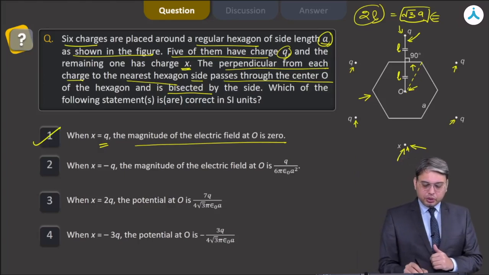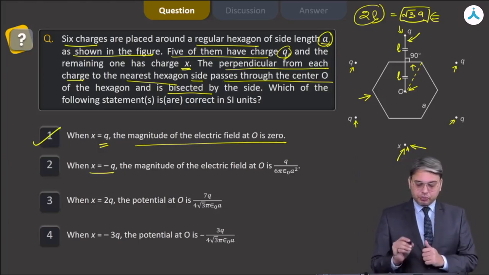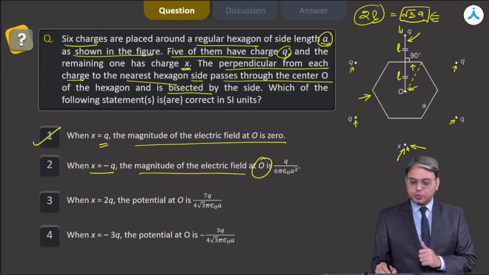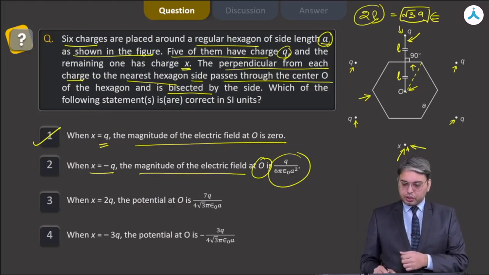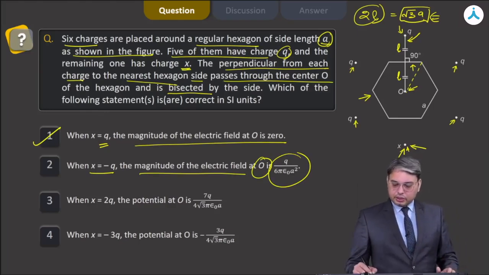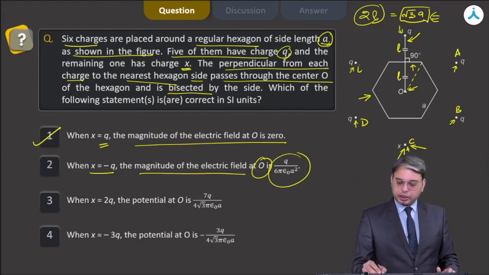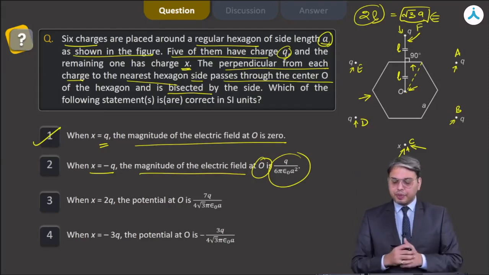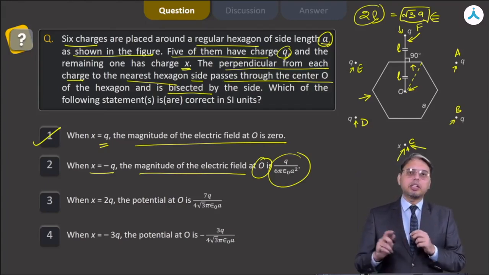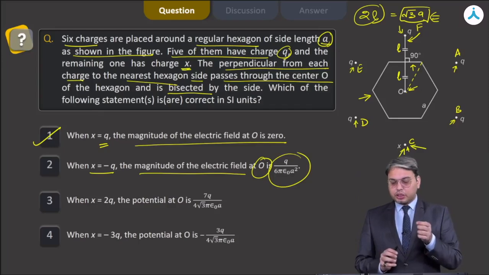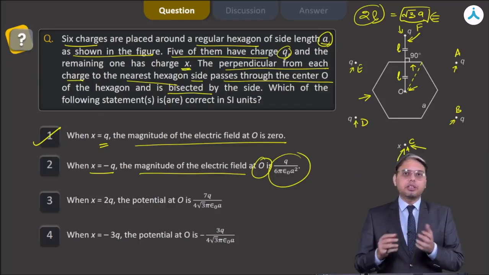Option 2 says that when x is equal to minus q, the magnitude of the electric field at O is q upon 6 pi epsilon naught a square. So let us check this claim now. If x is equal to minus q, let me name the charges first of all as A, B, C, D, E and F. These are just names of the charges. The charges A and D would cancel out each other's electric field, while the charges E and B would also cancel out each other's electric field.